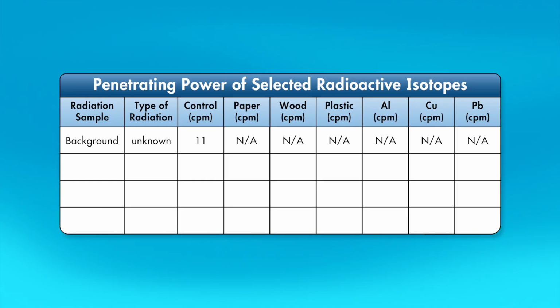In this lab, we will be testing 3 radioactive isotopes: polonium-210, strontium-90, and cobalt-60. Polonium-210 is an alpha emitter. Strontium-90 is a beta emitter, and cobalt-60 is a gamma emitter.